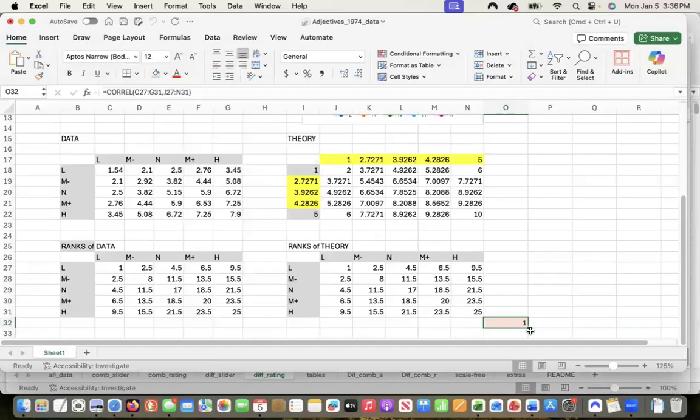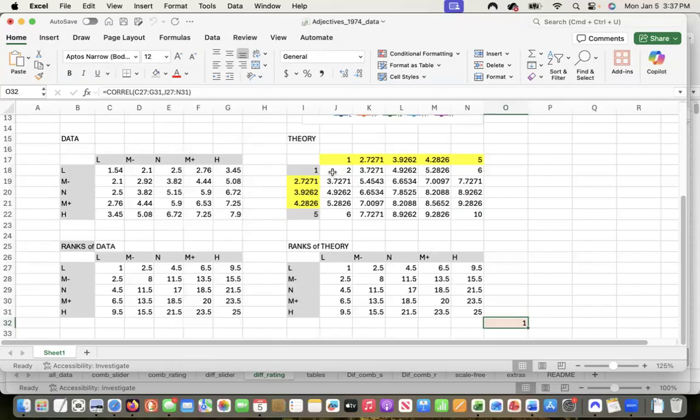And that means that the Spearman correlation between the data and the theory is 1. And that's it right here. Spearman correlation is the correlation between the ranks. And here are the ranks. Here's the correlation between the ranks. And so this shows that these data can be transformed to parallelism. These are the original data, and these are the theoretical values.